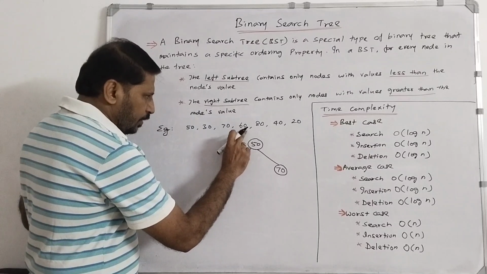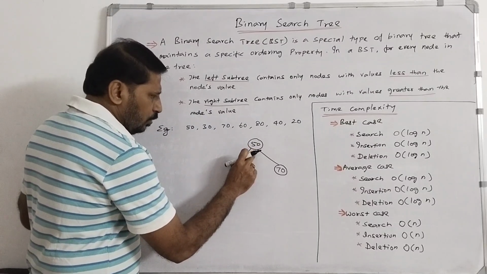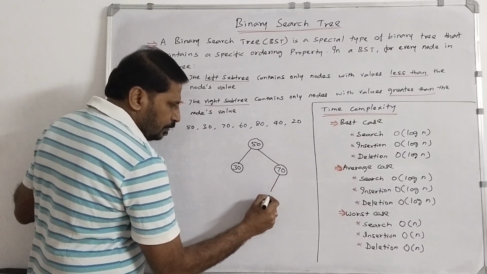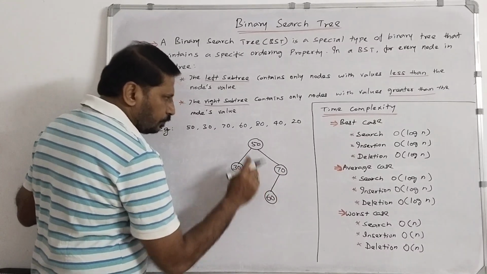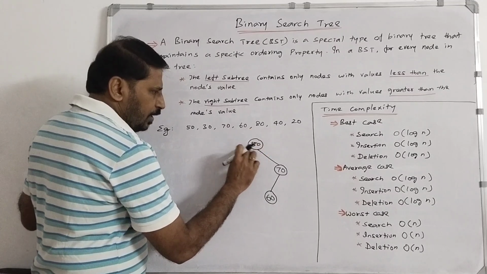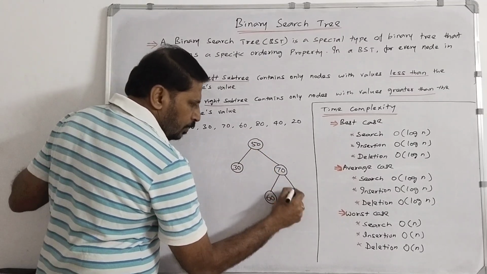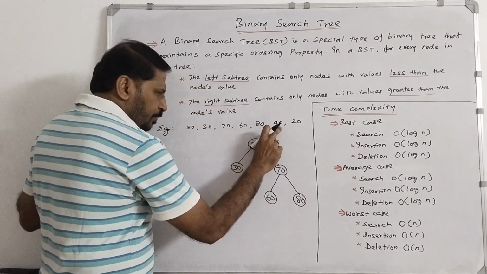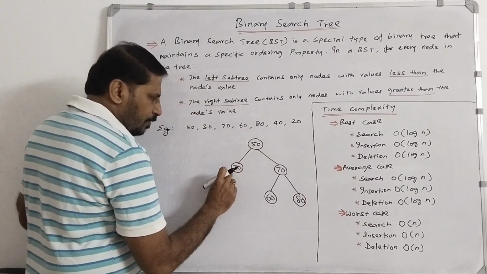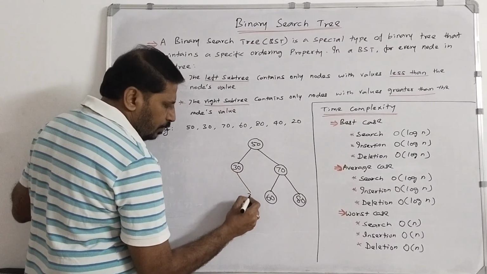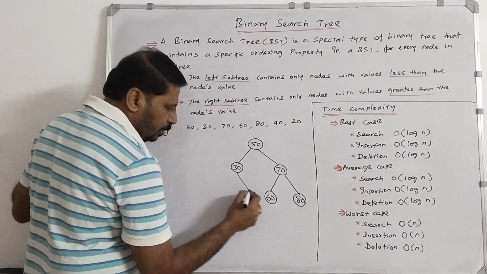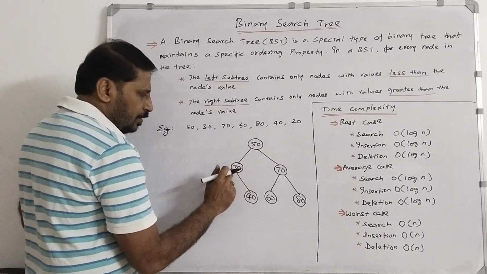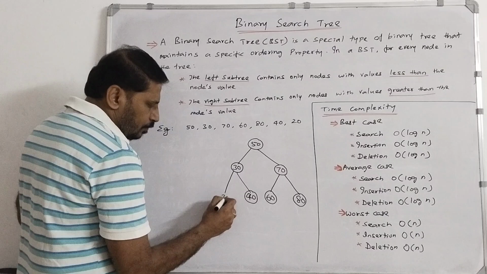We are taking the next number, 60. Compare with root node 50. Greater value. Compare with 70. It is lesser value. So that's why 60 comes here. 80: compare with 50, greater; compare with 70, greater value. So that's why 80 comes here. Next number is 40: compare with 50, lesser number; compare with 30, greater value. So 40 comes as a right child of 30. And 20: compare with 50, lesser value; compare with 30, lesser value. So it comes here.